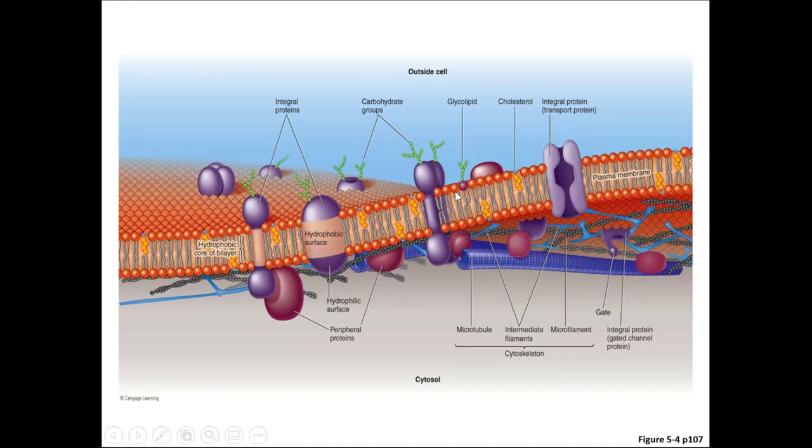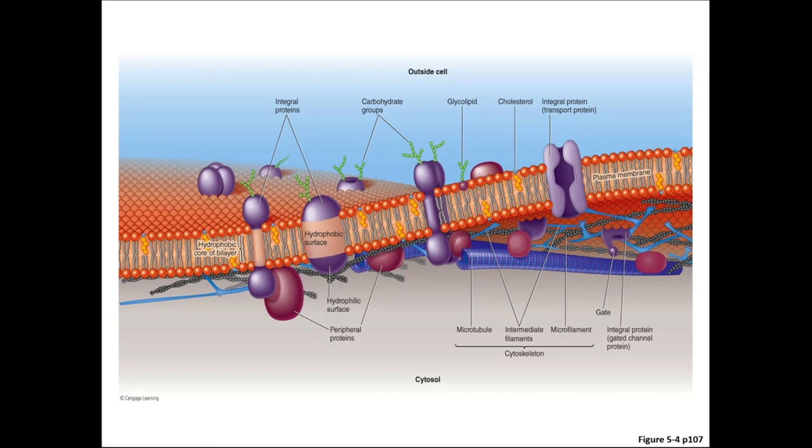As well, we have the glycolipids here, the carbohydrates that are attached to lipids, and the glycoproteins, the carbohydrates attached to proteins. They are exposed on the extracellular surface. This is the extracellular surface, outside of the cell, and here is the cytosol, okay? So the glycolipids and glycoproteins are exposed on the extracellular surface. They play roles in cell recognition and adhesion to other cells. So this is the further detailed structure of the plasma membrane.